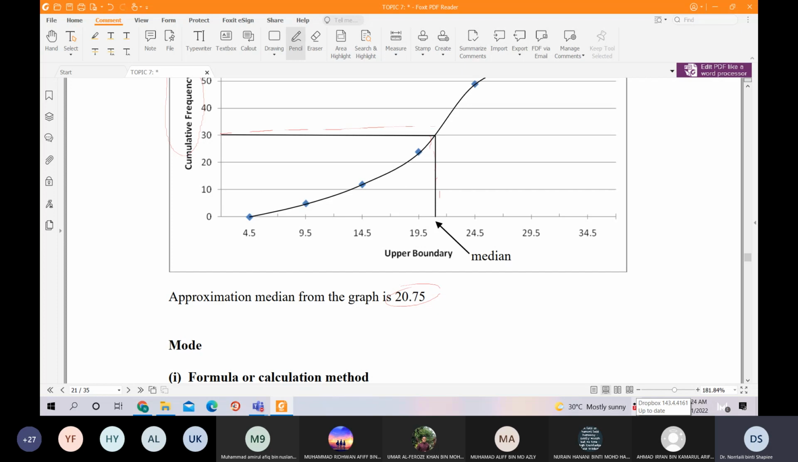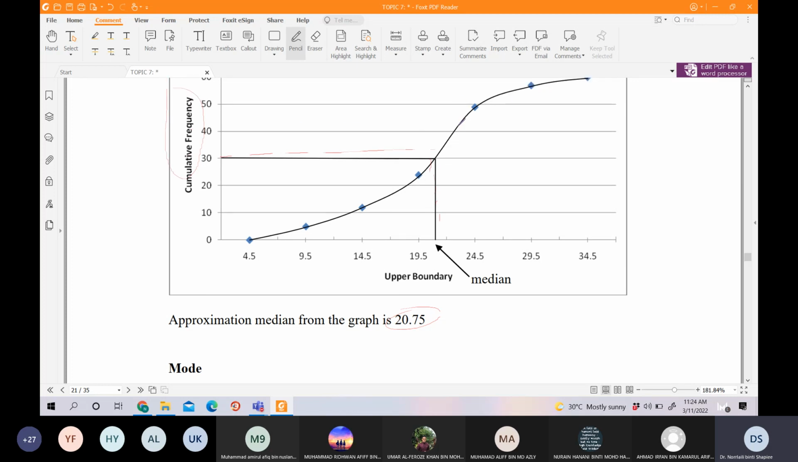Why? Because with the graphical method, there is a probability that your plotting is not accurate. Maybe your pencil is thick or your curve is not smooth. So that's why calculation is more accurate compared to the graph. But as mentioned, this one is an approximation of the median, so with an approximation you will not get the exact value of the median. Right? Okay. Next, we proceed to find the mode.